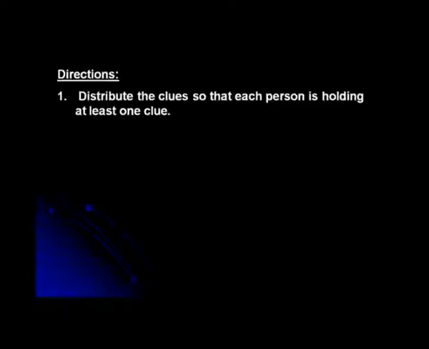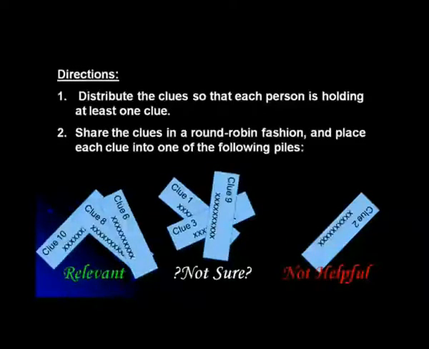Their task is to solve the mystery using the following procedure. First, share the clues round robin. After each person reads his or her clue, decide whether it's helpful, not helpful, or you just don't know, and put the clues in the relevant piles. And it's okay to move the clues from pile to pile if you change your minds later on.